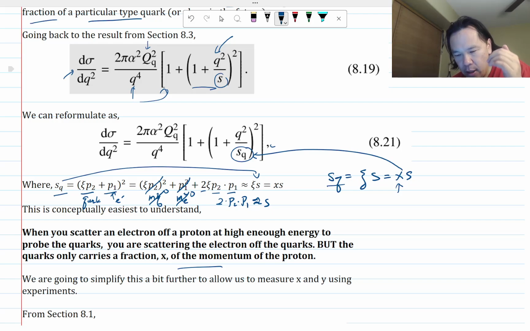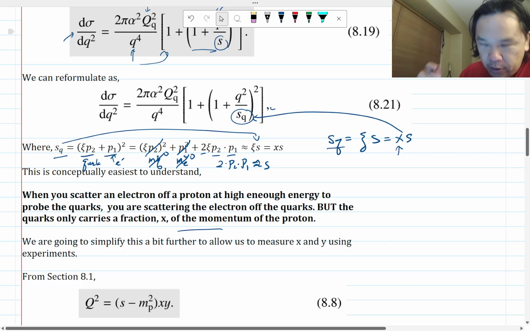And therefore, when we modify the result from 8.3, all we have to do is change the center of mass of this particular collision. All we have to do is change this Mandelstam variable. Instead of just S, we have a fraction of S, and therefore it's just X times S.